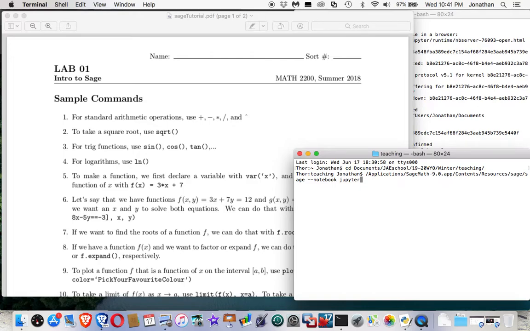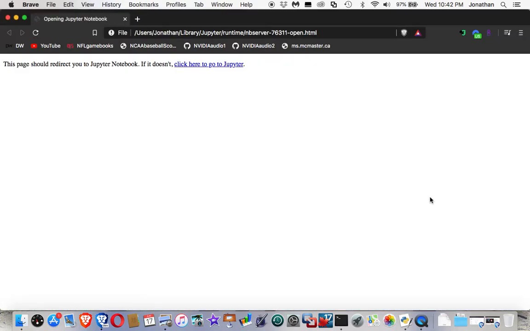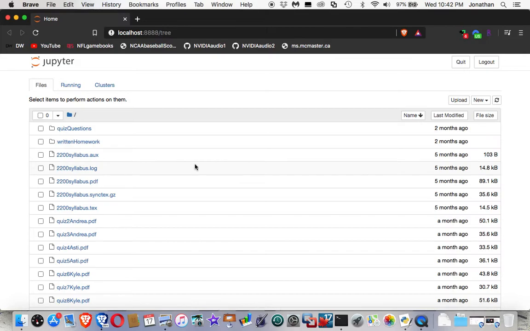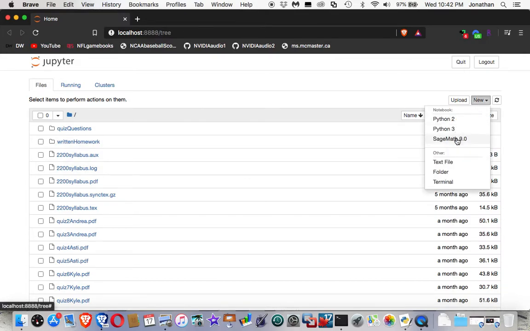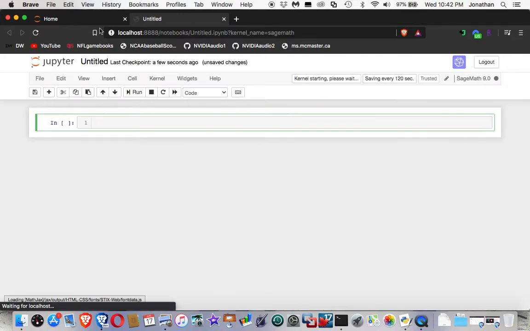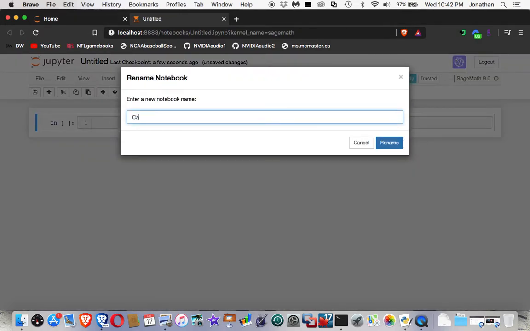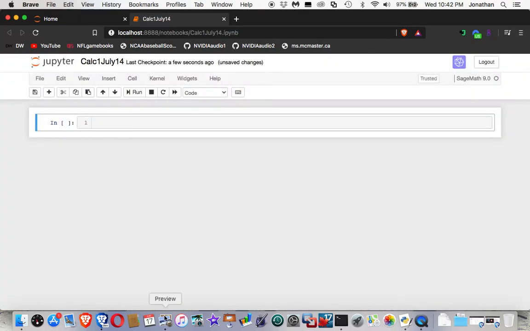Okay, so typically this is the command that you'd want to use if you were using a Mac. If you're using Windows, the command would probably look something similar. If you're not using version 9.0, you'll just want to change the number here to be whatever version you're using. Okay, so now I'm going to open a new worksheet. Okay, so now we're just going to work through a bunch of the commands that we have here.